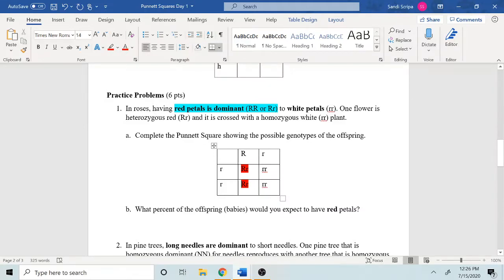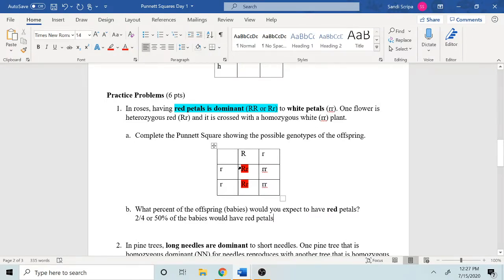Right? These 2 boxes, there's no big R's, right? So it does not have the dominant uppercase letter, so it could not be red. So 2 out of the 4 boxes, or if it's asking us for a %, we have half the boxes, that would be 50% of the babies would have red petals. All right, so we're just copying the R's down the columns and across the rows.